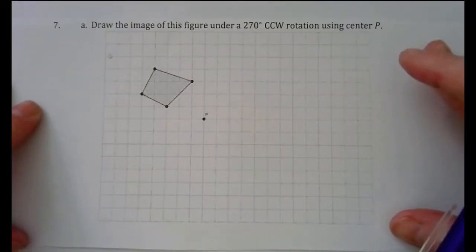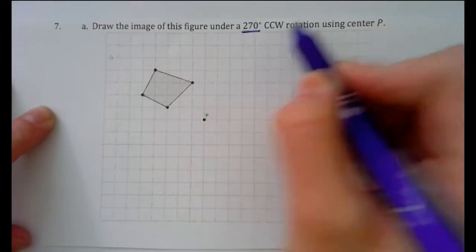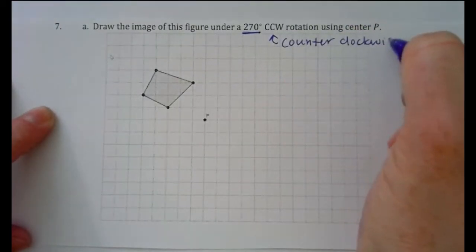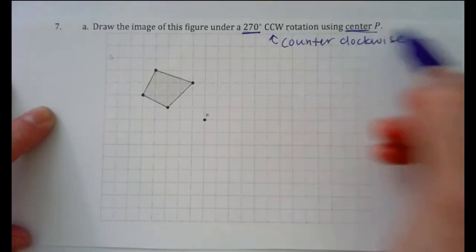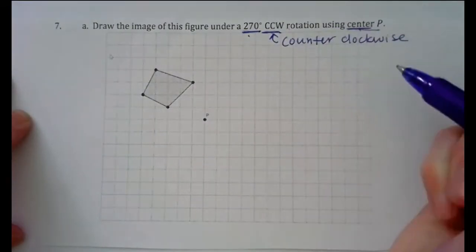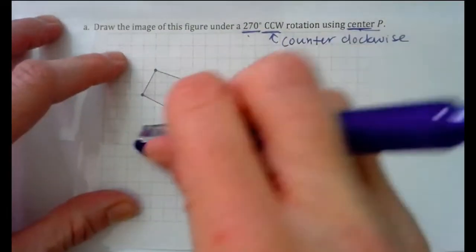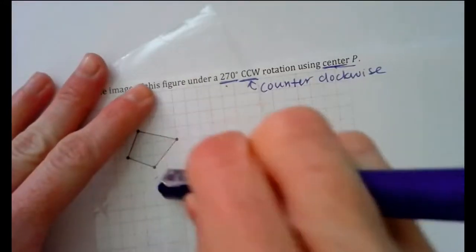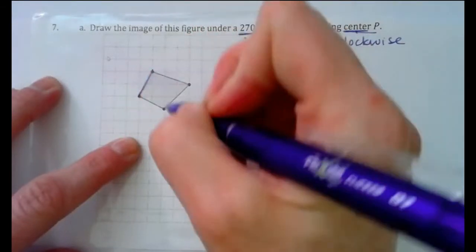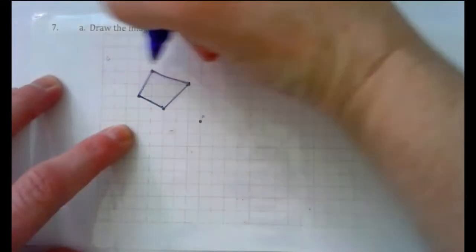Right. 7A, draw the image of this figure under a 270-degree counterclockwise rotation using center P. Okay, so I have my degrees, my direction, and my center. Clean that up a little bit. All right, so first thing we'll do is draw my shape. Now there are no labels for the vertices, so that's okay.